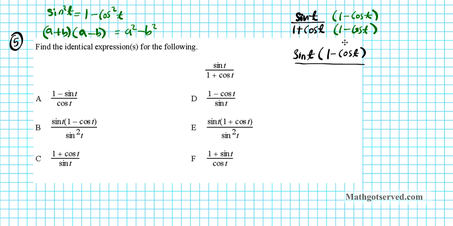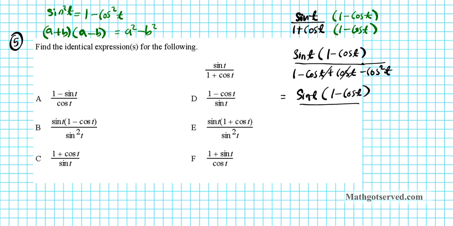Okay? Let me show you the steps so that you can see what I'm talking about. So if you foil this out, first, outer, inner, last, you're going to have 1 first, outer minus cosine t, inner plus cosine t, last minus cosine squared t. So you notice that the two terms in the middle cancel out, right? So we now have sine t times 1 minus cosine t over an identity that we know, 1 minus cosine squared t.